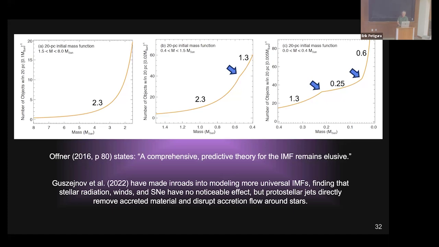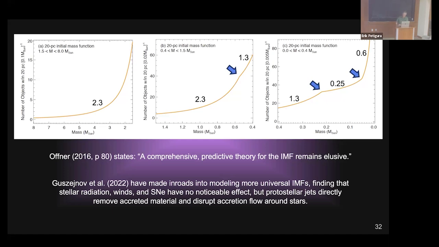So they've gotten to the point where it's like, okay, we think we have IMFs that are invariant to a lot of things. And the things that they're invariant to are things like stellar radiation, winds, and supernova explosions. Those have no noticeable effect on shaping the IMF, but they do find that protostellar jets directly affect the amount of material that's getting accreted and just remove material completely from around stars.